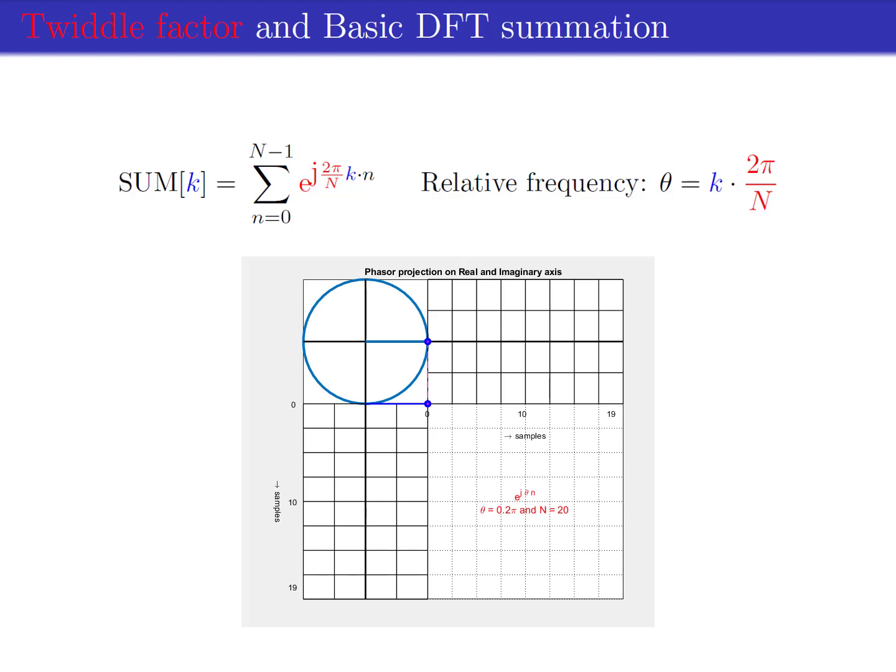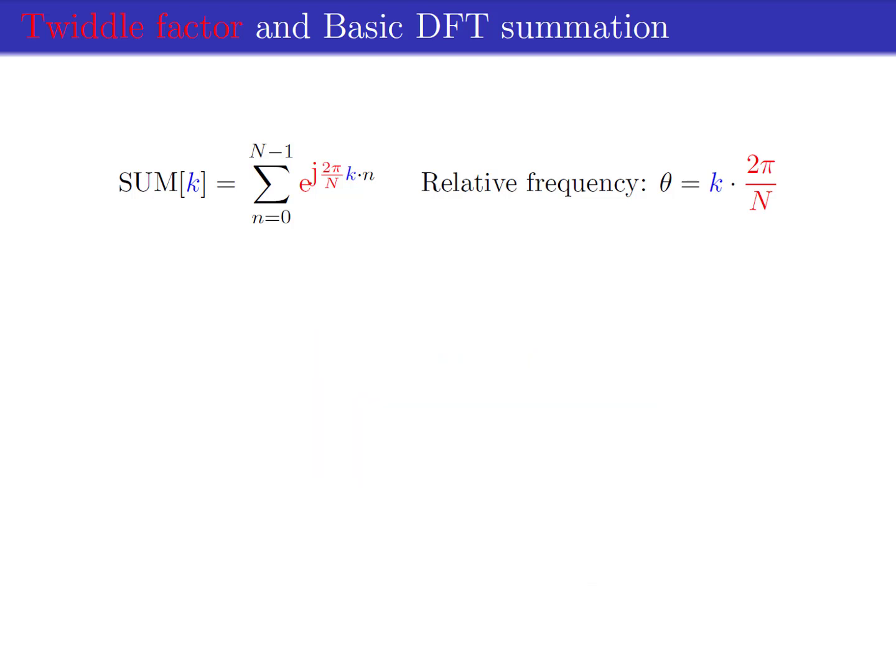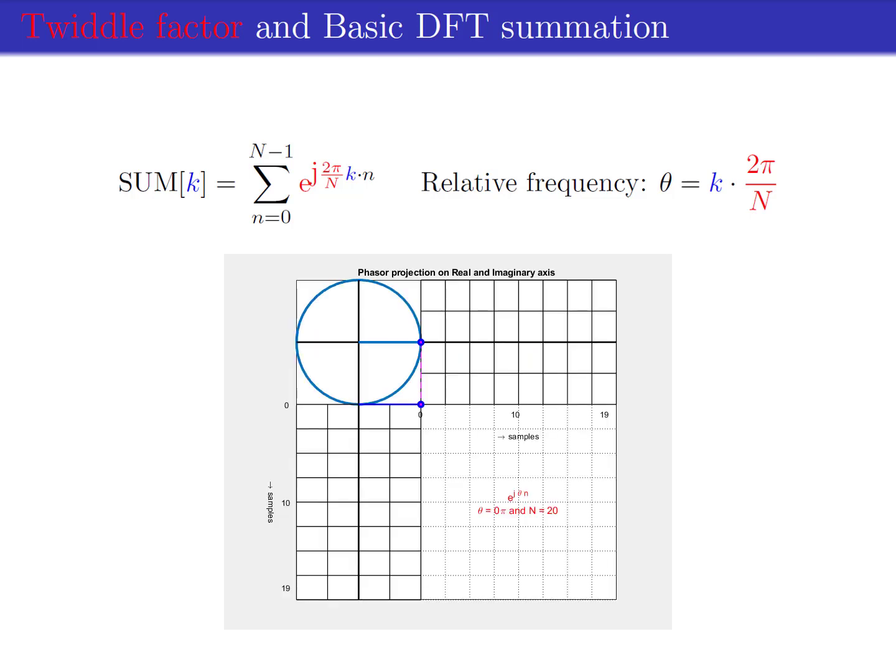In this animation, we show the result for a phasor with relative frequency theta is 2 times 2 pi divided by N is 0.2 pi. If we take the summation over N is 20 samples, the result is again 0. It's obvious that the result is always 0 as long as we take the summation over an integer number of periods of the discrete time phasor. There are exceptions to this rule, and the first exception is given in the following animation.